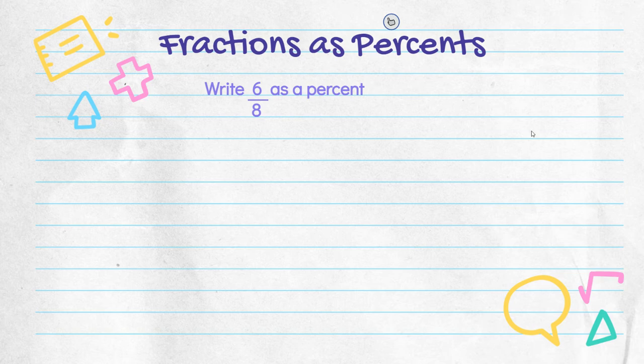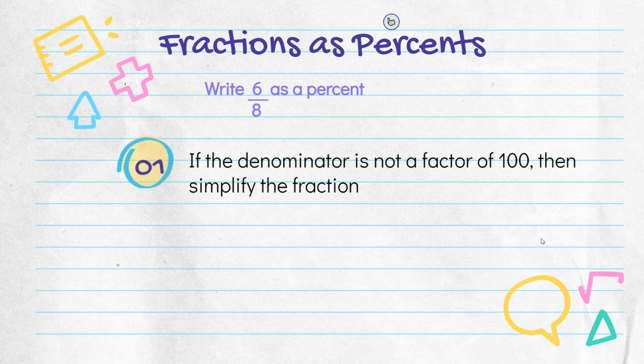We've done this exact same process. We did it with ratio tables. We did it with equivalent ratios. And it was one of the methods we did yesterday, converting a fraction to a decimal. You have to find an equivalent fraction with a denominator of 100. So step 1 is, if the denominator is not a factor of 100, then we have to simplify the fraction.